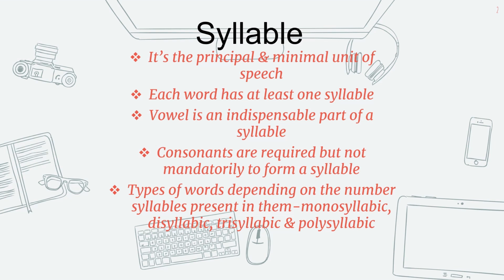The first category is monosyllabic words. These are words that contain only one single syllable. Then we have disyllabic words, that means words with two syllables in them. Next, trisyllabic words with three syllables in them. And finally, polysyllabic words are the words that contain a minimum of three or more syllables in them.